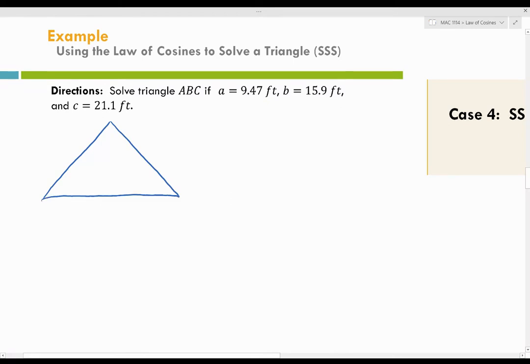Okay, I'm going to label my triangle. Remember, uppercase letters go for angles, lowercase letters are for the sides. And I'm going to put in the triangle everything that I have. So a is 9.47, b is 15.9, and c is 21.1. All right, I'm going to make a chart so I can keep track of the things that I have and what I need.